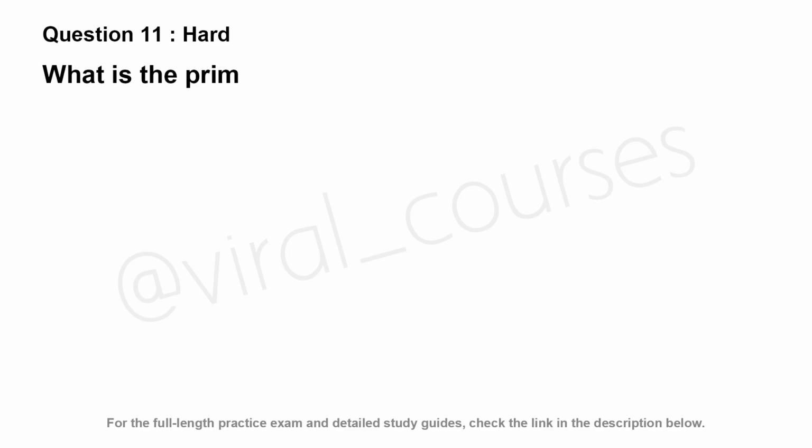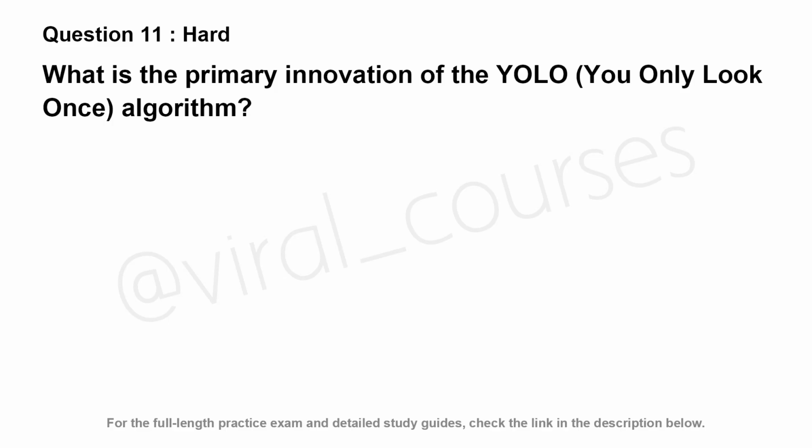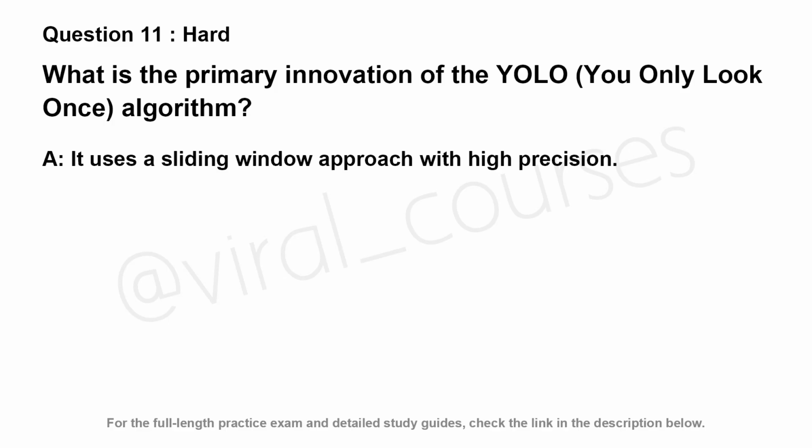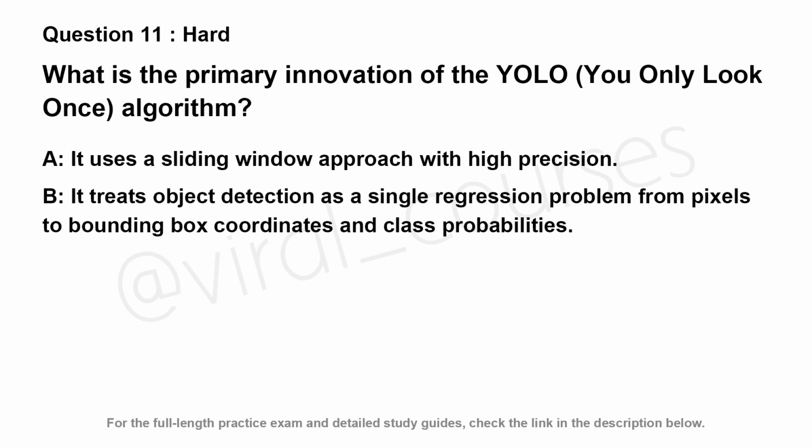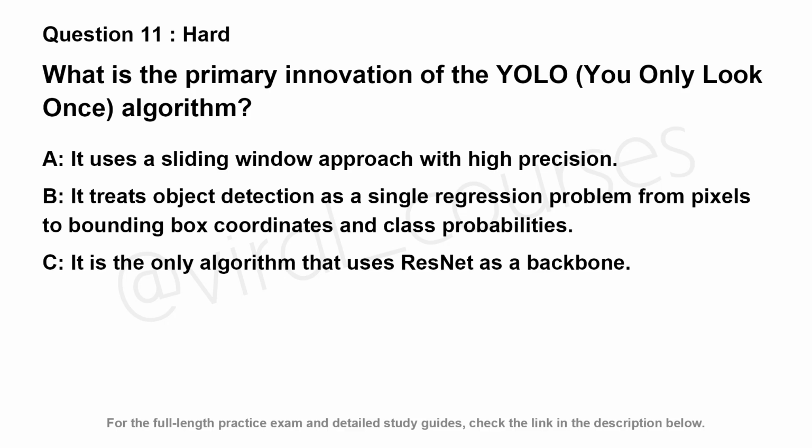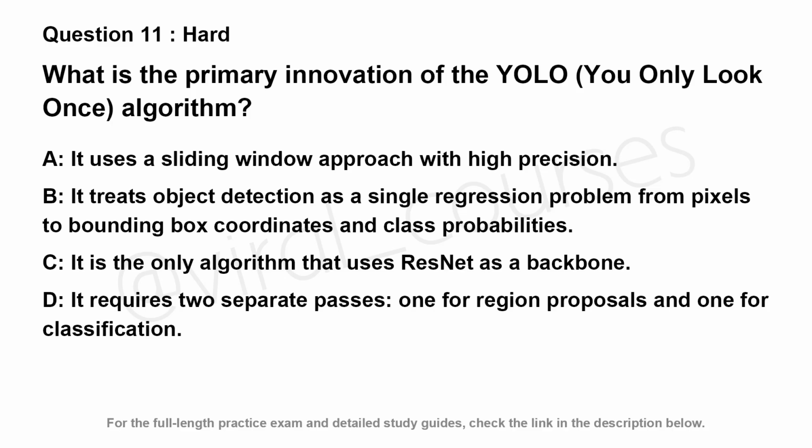What is the primary innovation of the YOLO, you only look once, algorithm? Option A. It uses a sliding window approach with high precision. Option B. It treats object detection as a single regression problem from pixels to bounding box coordinates and class probabilities. Option C. It is the only algorithm that uses ResNet as a backbone. Option D. It requires two separate passes, one for region proposals and one for classification.